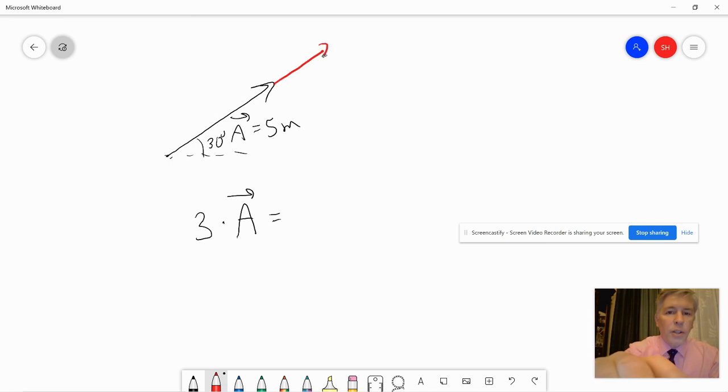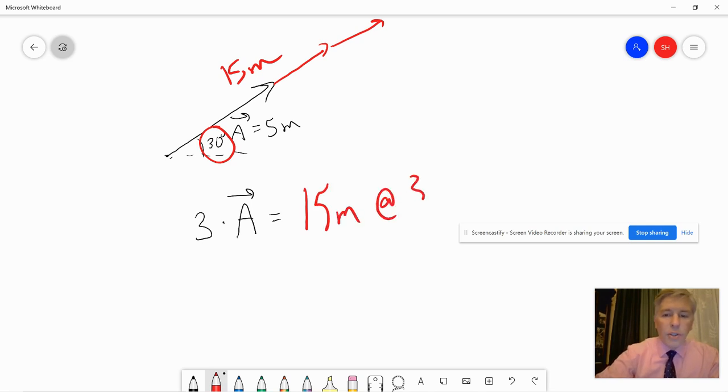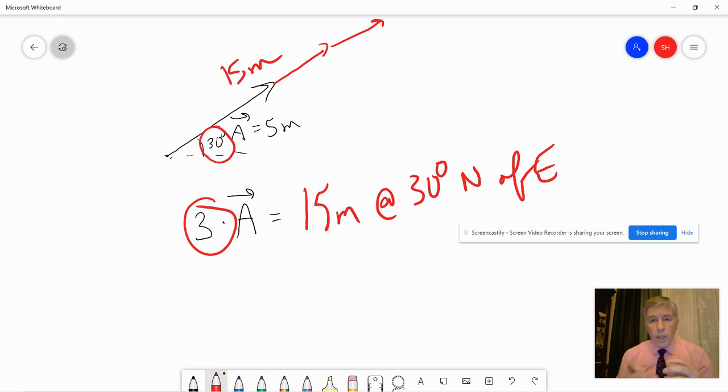So it'd have an extra here and an extra here. So it would now be 15 meters long, but it wouldn't change the direction. The direction would still be the same. So it would now be a 15-meter long vector at 30 degrees north of east. So multiplying by a scalar doesn't actually change anything except the magnitude of the vector. So that's the first part.